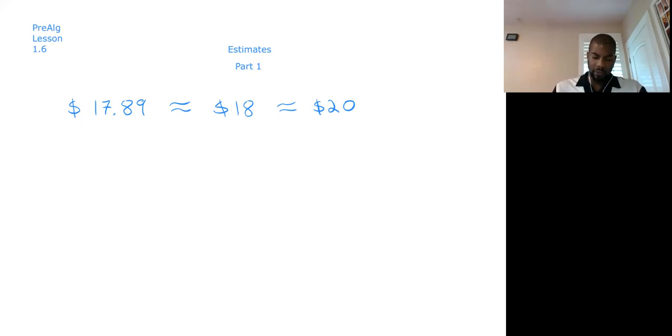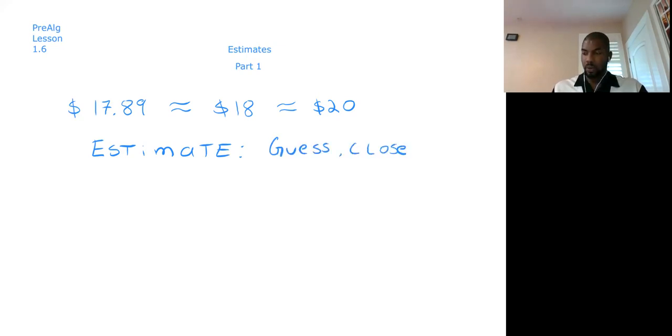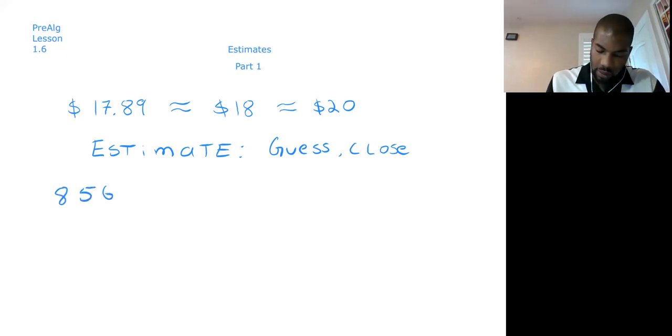And let's get a clear definition of an estimate. An estimate, E-S-T-I-M-A-T-E, gives you a guess. An estimate is a guess, right? A close guess. So for example, let's say I had the following numbers. I wanted you to estimate what 856 plus 278 would be.